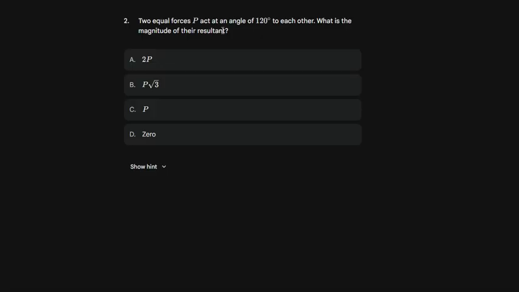Two equal forces P act at an angle of 120 degrees to each other. What is the magnitude of their resultant?